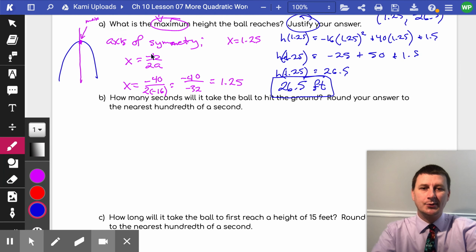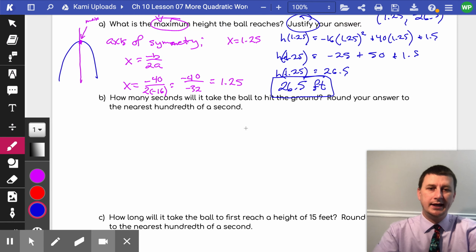How many seconds will it take the ball to hit the ground? Round your answer to the nearest hundredth of a second. Okay. So this one is saying that we're allowed to round our answer. So that's a good thing, because we don't need simplest radical form. And how many seconds will it take for the ball to hit the ground?